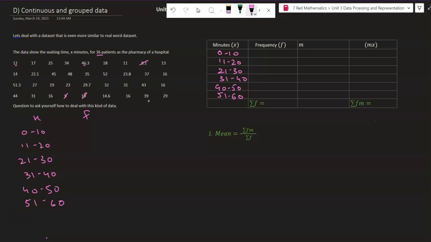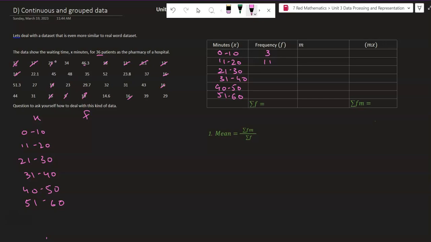Just making sure I'm right. Yeah, so only 3 values are between 0 and 10. Now 11 to 20: 1, 2, 3, 4, 5, 6, 7, 8, 9, 10, 11. So the frequency of our values between 11 to 20 is 11.